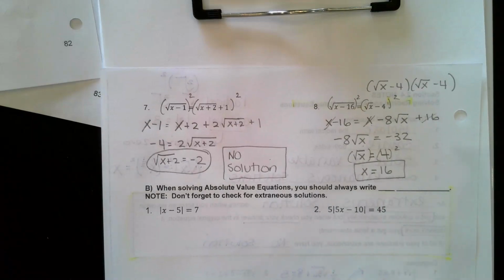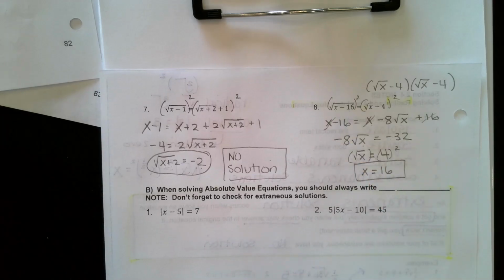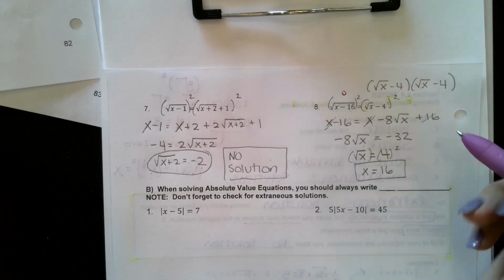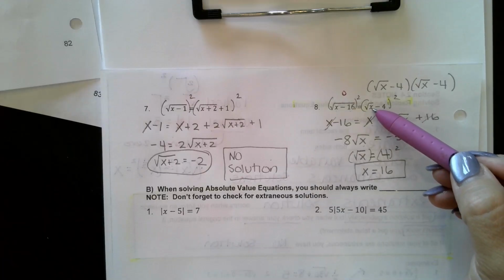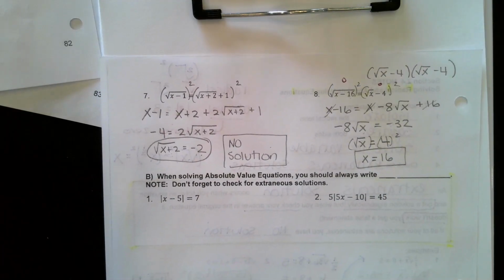Now, when we check this, if I put 16 over here, I get 16 minus 16. So 16 minus 16 is 0. And if I go over here, I have the square root of 16, which is 4. 4 minus 4 is 0. 0 equals 0 is true, so that is my solution.